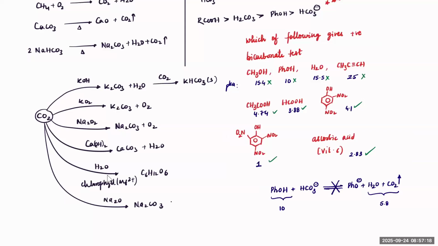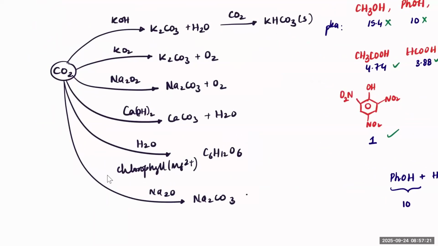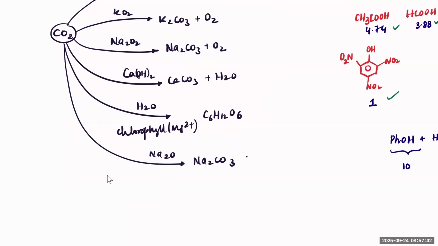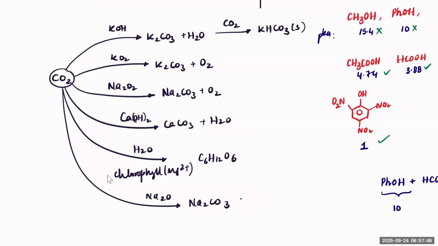What are the reactions of carbon dioxide? With KOH, an acid-base reaction will take place. KO2, superoxide, also acid-base reaction. Peroxide also acid-base reactions. Calcium hydroxide also acid-base reactions. Only with water in the presence of chlorophyll, it will convert into glucose, photosynthesis. And with oxide also it will be an acid-base reaction and convert into carbonate. The most stable form of carbon dioxide is carbonate only, so that's why it would try to make an acid-base reaction and convert into carbonate form.